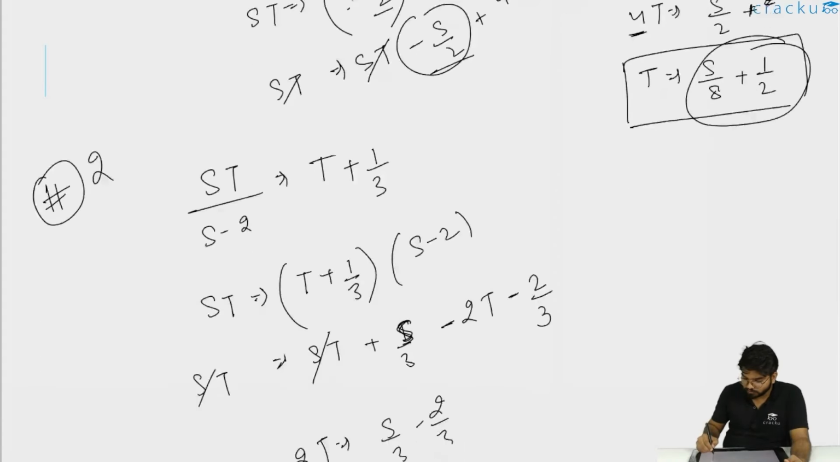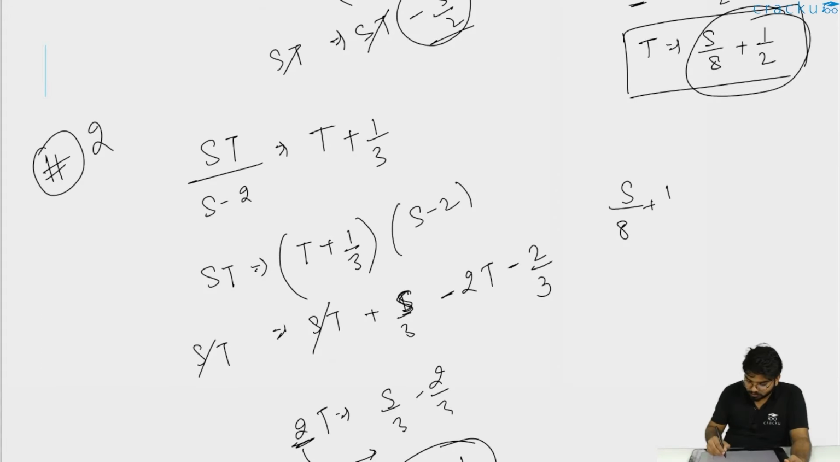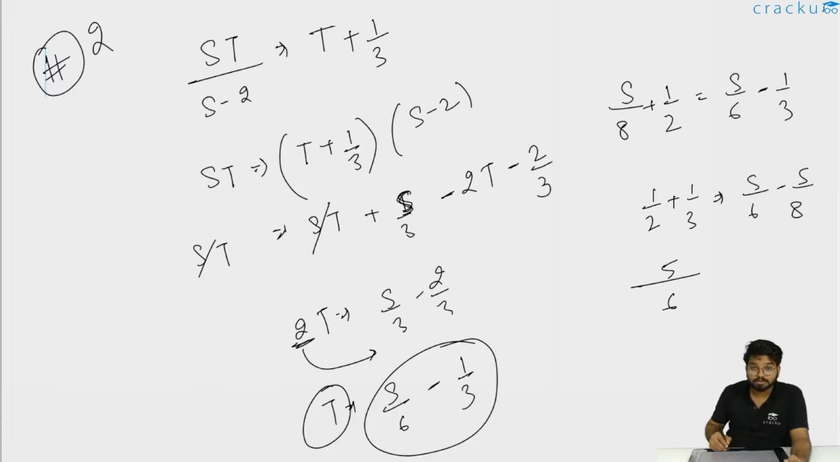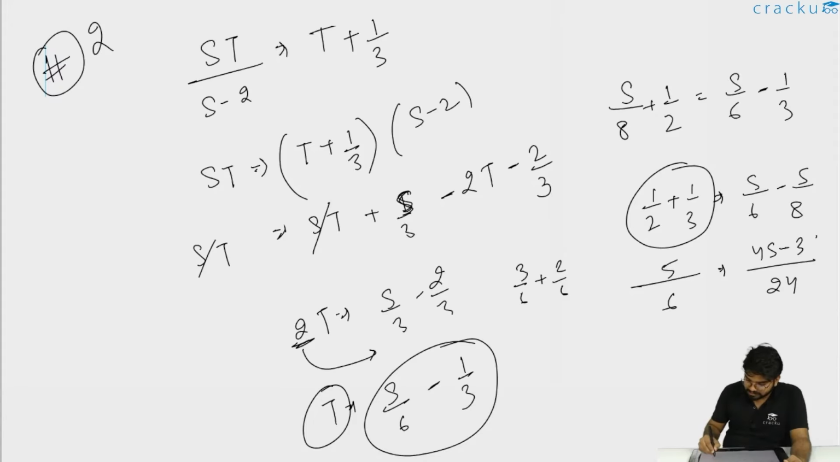We can compare these two values now. s by 8 plus 1 by 2 is equal to s by 6 minus 1 by 3, or simply 1 by 2 plus 1 by 3 is equal to s by 6 minus s by 8. Solving this fraction, we can write this as 3 by 6 plus 2 by 6, which is 5 by 6. This will be 24, taking the LCM, 4s minus 3s.